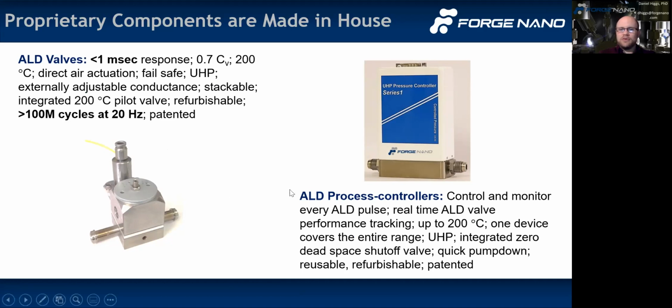Secondly, the process controllers that we have really are replacements for mass flow controllers. They're much better, and there are many details even I don't understand here, but suffice to say that combining our pressure controllers with our valves enables us to have the best equipment.